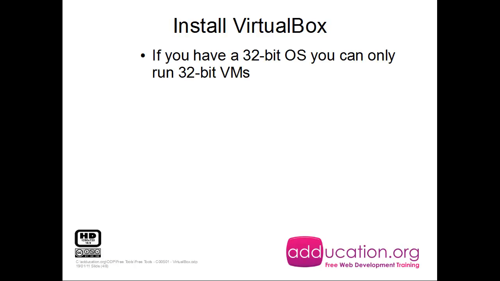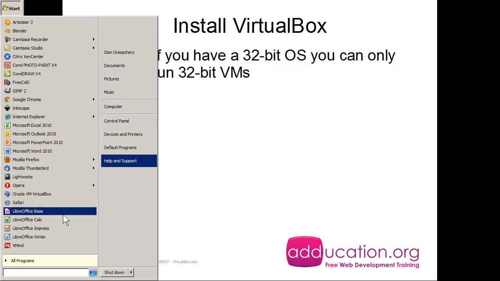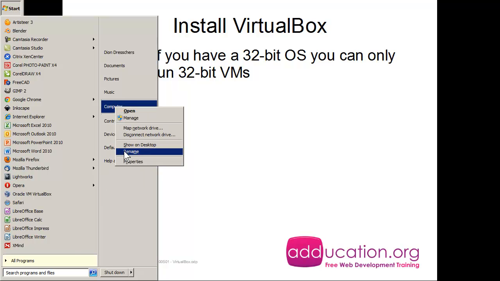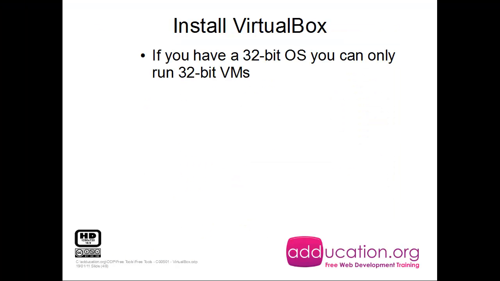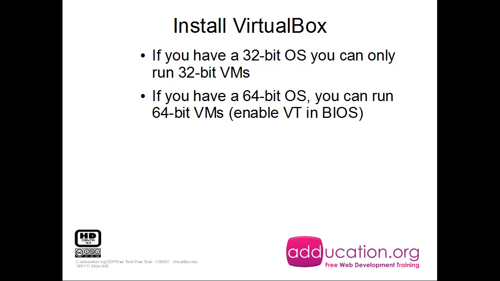If you have a 32-bit operating system, you can only run 32-bit VMs. In Windows, I'm on Windows, you can check it here. Right click on Computer, Properties, and System Type: 64-bit operating system. So I can run 64-bit virtual machines. But if you have a 64-bit OS, you have to check in your BIOS if the virtualization technology is enabled. On many computers it's not on by default, so check if that's enabled.